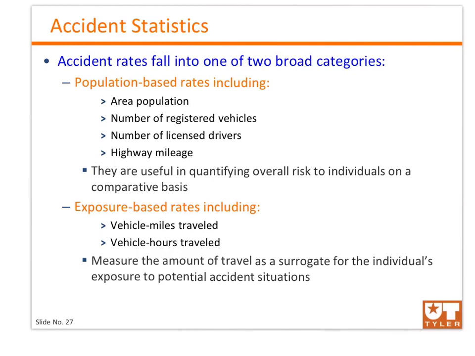There is another type of statistics. In this case, we call it the exposure-based rates, and those include the vehicle miles traveled and the vehicle hours traveled. Those tend to be good measures and statistical numbers that use the amount of travel as a surrogate for the individual's exposure to a potential accident situation.